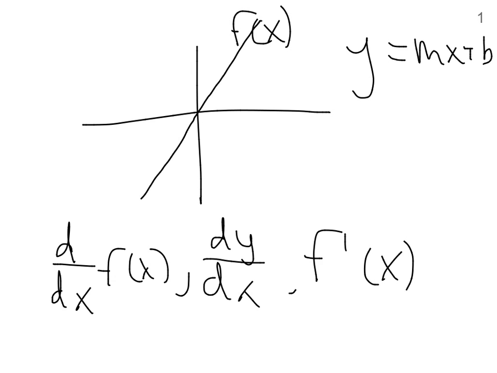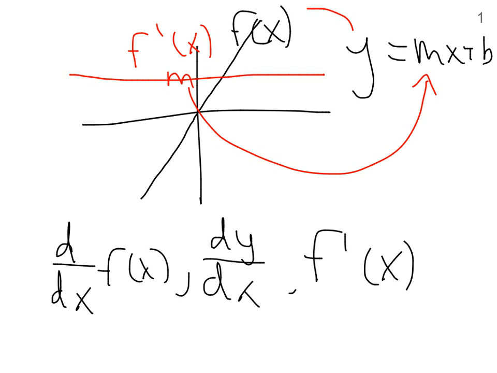But what I'll do is black will be f of x, and f prime of x, I'll have in red, is just going to be that m value. It's a constant at height m, which corresponds to that for this function. So, a constant slope, meaning a linear function, a line with some slope, will give you a constant valued derivative.